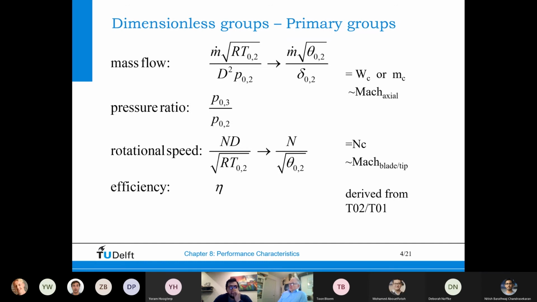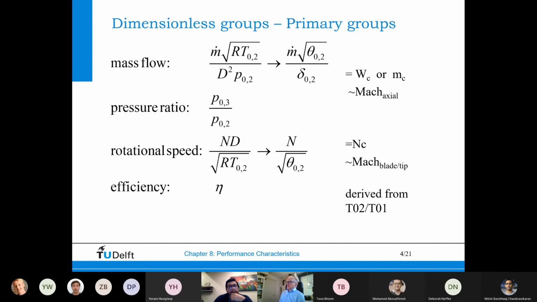And the nice thing about using this corrected mass flow, which is not dimensionless anymore, is that it's still able to represent the mass flow or the flow condition in the turbo machine, independent of the inlet conditions. So basically, it's representing the actual flow Mach number.